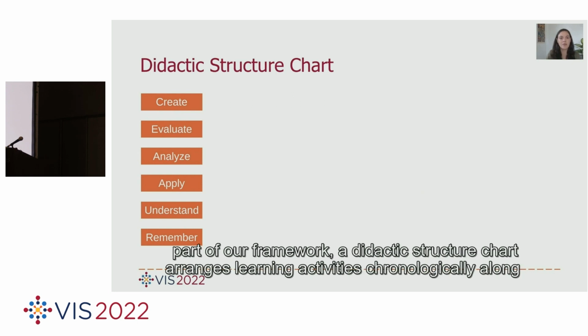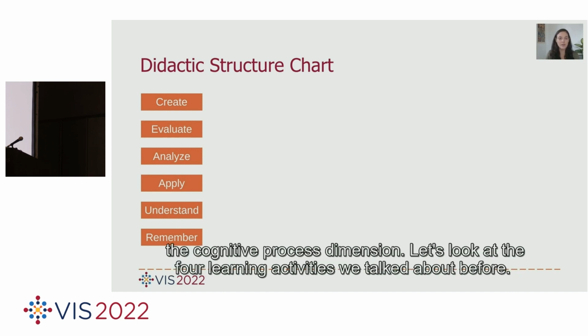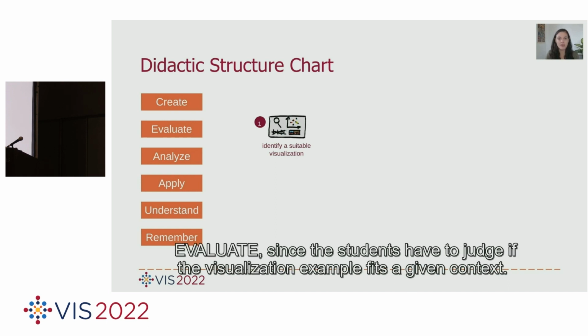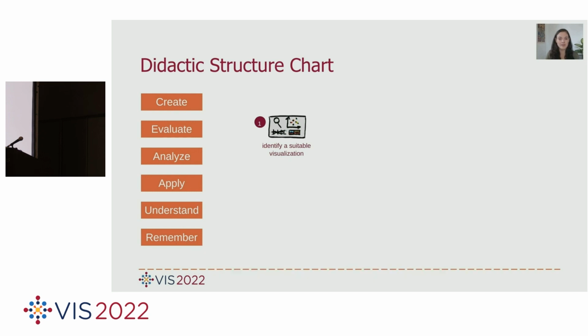Finally, as a third part of our framework, a didactic structure chart arranges learning activities chronologically along the cognitive process dimension. Let's look at the 4 learning activities we talked about before. Identifying a suitable visualization technique for the current problem can be assigned to evaluate, since the students have to judge if the visualization example fits a given context.